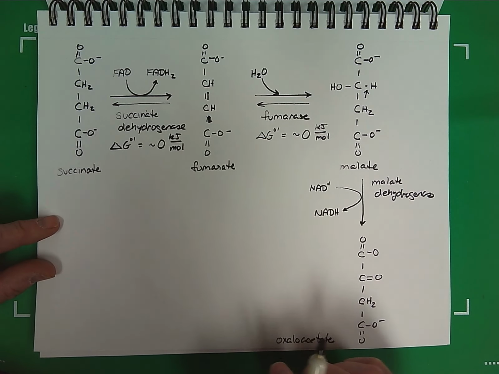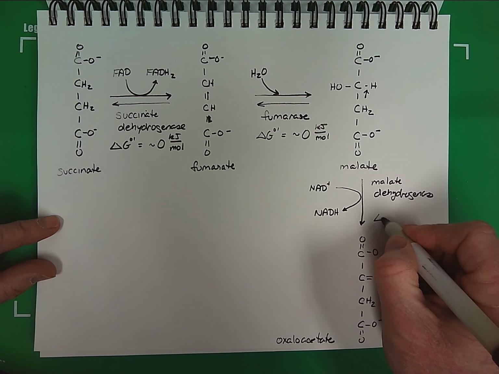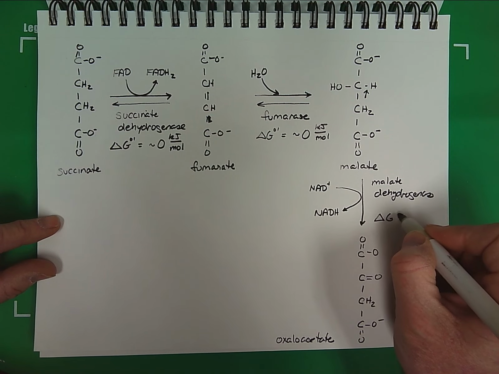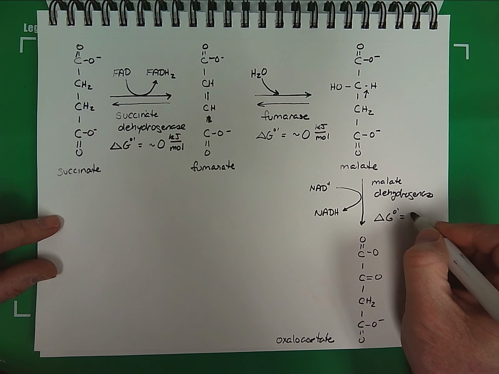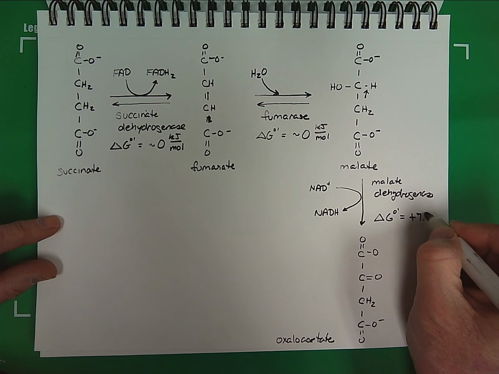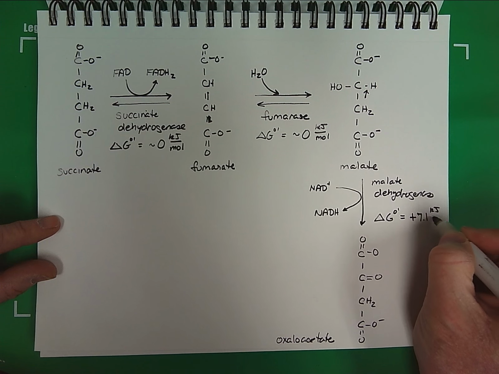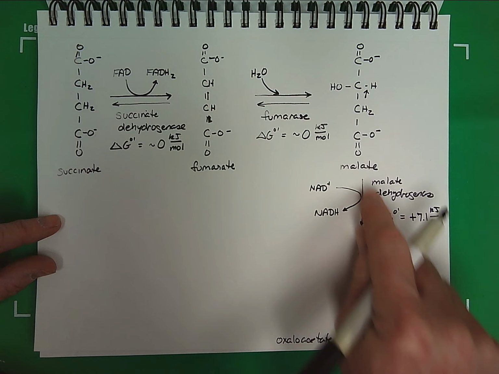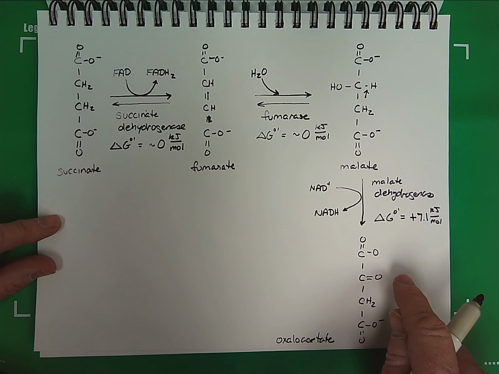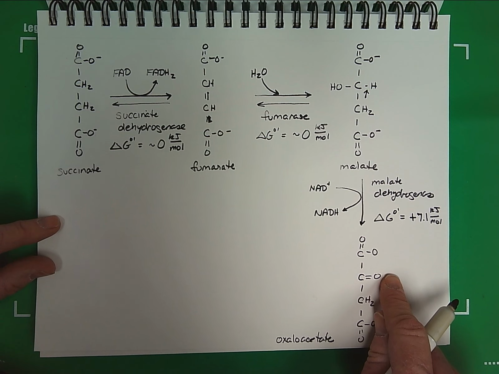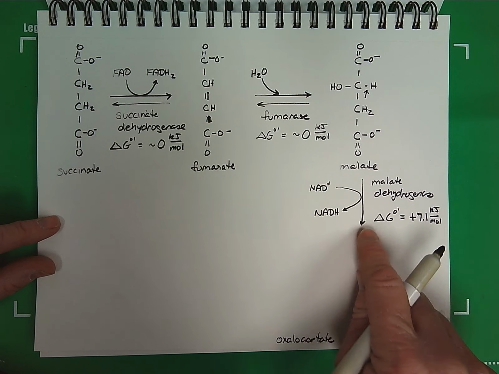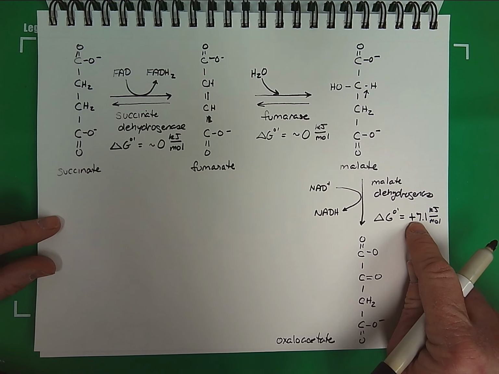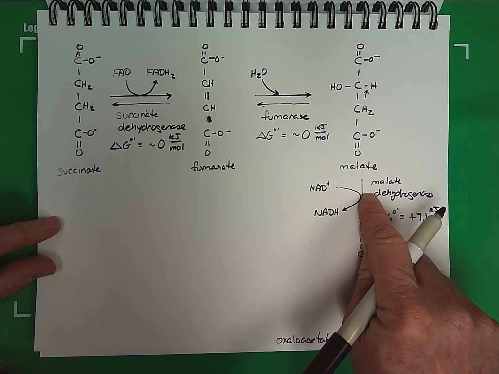Now, this enzyme has a very, very unique standard free energy. In the forward reaction, the standard free energy is a positive 7.1. Now, based on what we have been discussing before, this reaction in the forward direction, you would think that this reaction could never, ever possibly go, because the reverse reaction would be a negative 7.1.